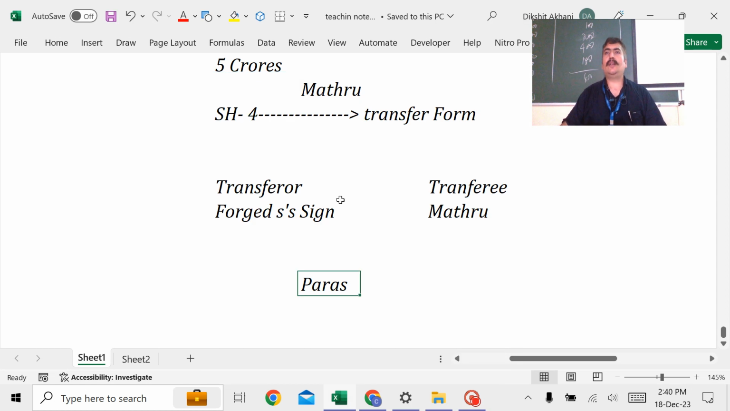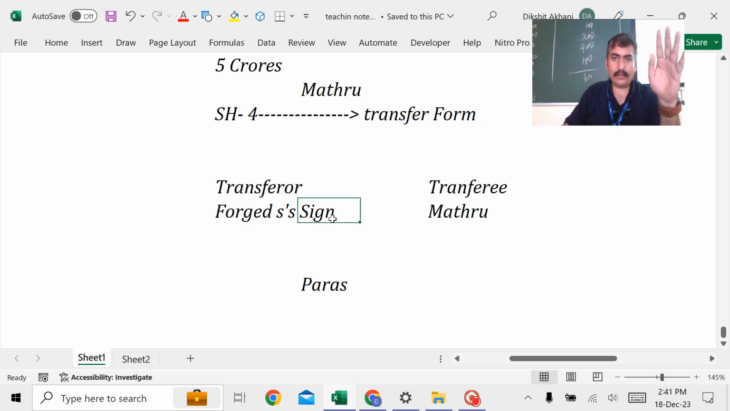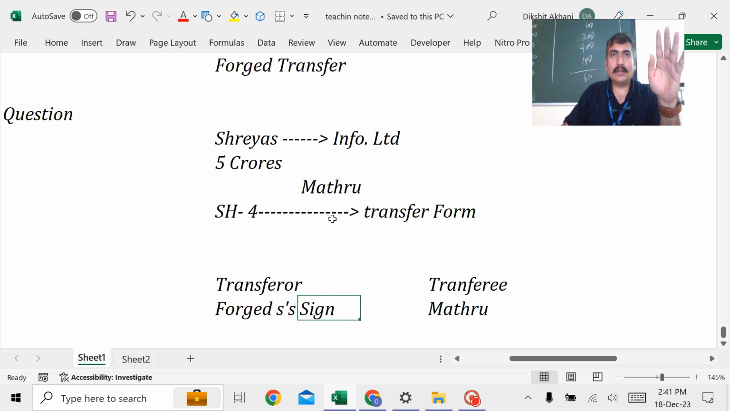Okay, so have you understood this case? Right? What happened there? Shreyas is the owner of the shares. Mr. Matru stole the shares worth rupees 5 crores, downloaded the transfer form, and he forged the signature of Shreyas, who is nothing but the transferor in this case.